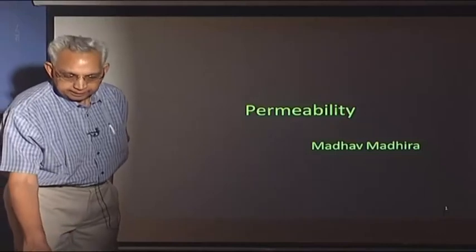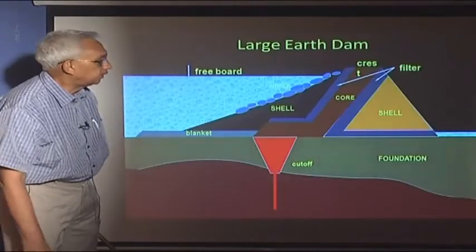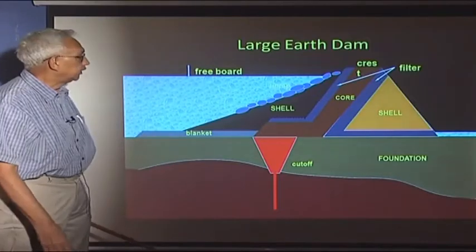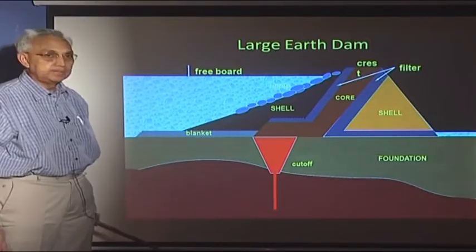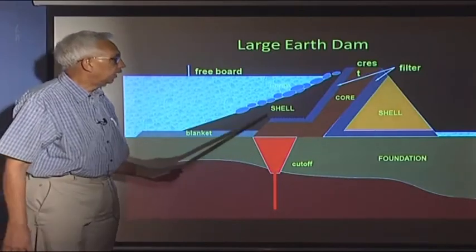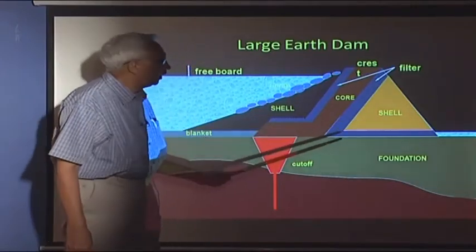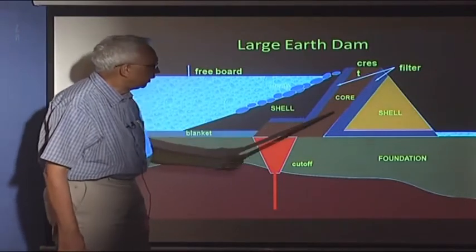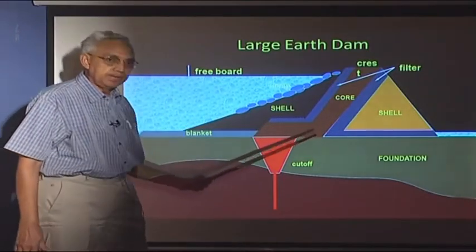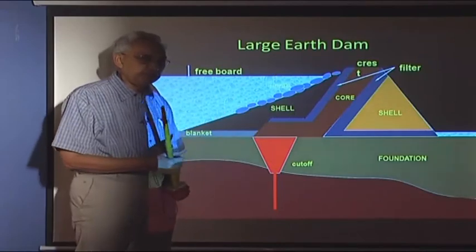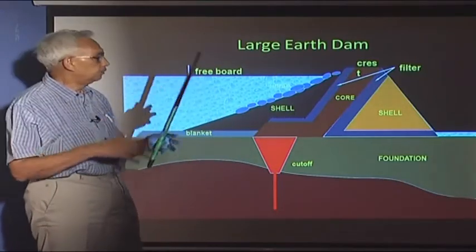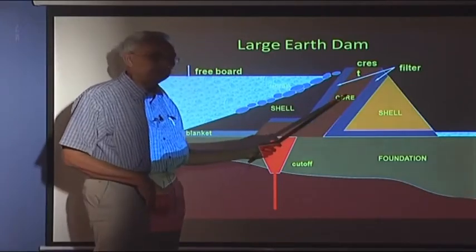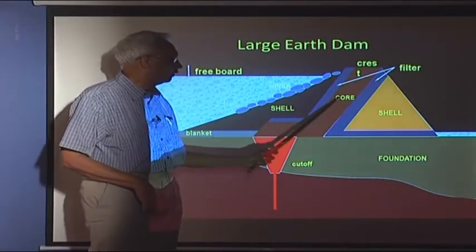Let's see the application of permeability, which is a very important aspect in all geotechnical engineering. Just to give you a simple example, you have a large earth dam you are building with some coarse material and a fine-grained material. An earth dam has to have two components: a strong material to make it stable and a very fine-grained material which is impervious, which will not allow the water.